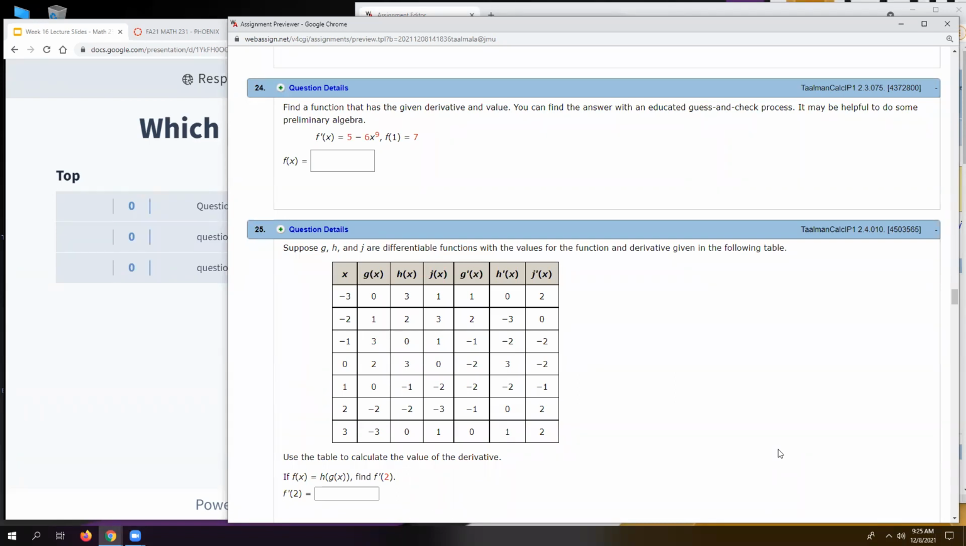All right, so I put a hint up here. This derivative has two pieces, and we know that when we differentiate a sum, we just differentiate the pieces. So this is really two baby problems. One is, what's a function we could guess whose derivative is going to be kind of like 5? And the other one is, what's a function we could guess whose derivative is 6x to the 9?